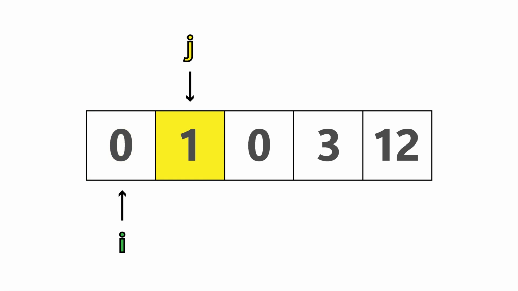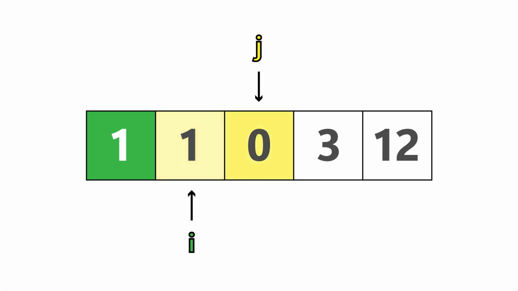Now the j pointer is at a non-zero value. Therefore we will assign this value to the i pointer, and then increment the i pointer. Again, the j pointer is at a 0 value. So we will move on.